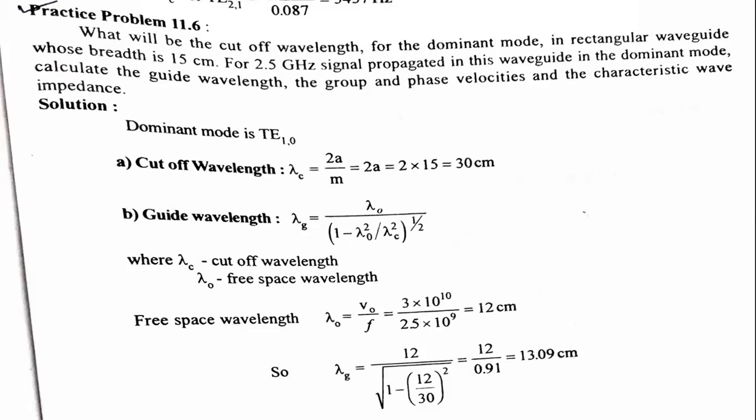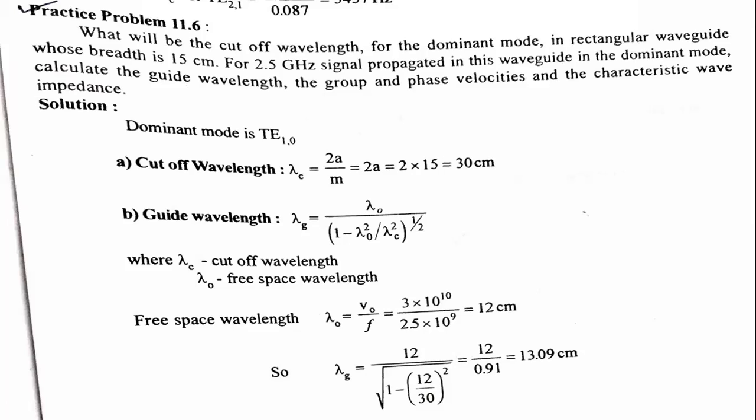Go for the next numerical. What will be the cutoff wavelength for the dominant mode in the rectangular waveguide whose breadth is 15 centimeter, for the 2.5 gigahertz signal propagated in the waveguide in the dominant mode? Calculate the guide wavelength, the group and phase velocity, and the characteristic wave impedance.